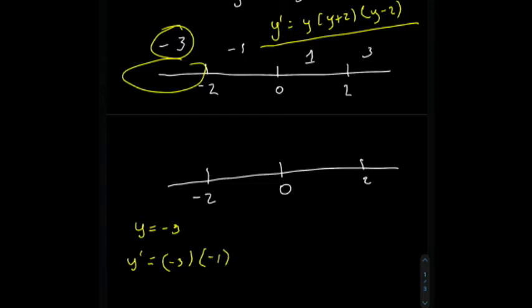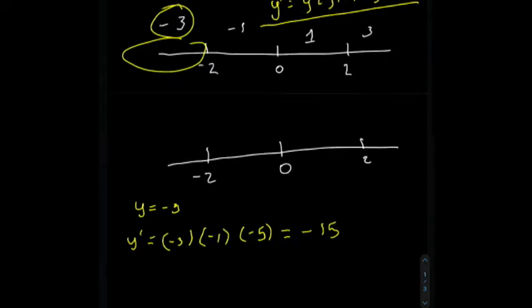So this will give me -1, because -3 plus 2 is -1, and then we have -5. One thing I need to mention is that we don't care about the value, we just care about the sign. So we see that this will give me a negative sign. I don't care about the value, but I'm just going to add it here just in case.